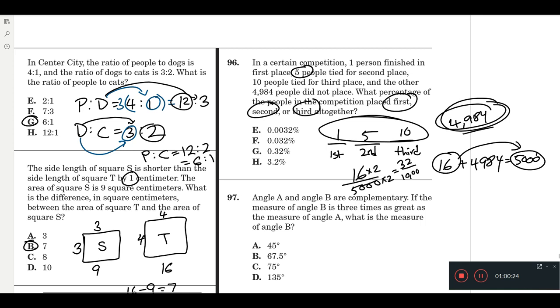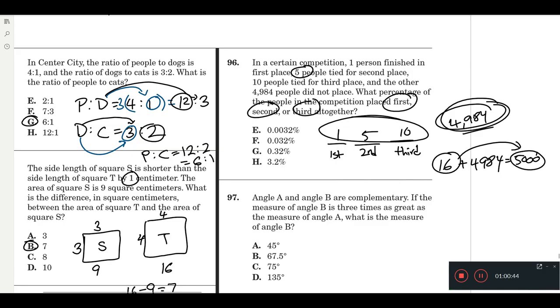Because you're multiplying them by 2, it's 10,000. I can just turn it into a decimal. There are 4 zeros, so I can move the decimal 4 times: 1, 2, 3, 4. So 0.0032. Let me show you again what I just did.